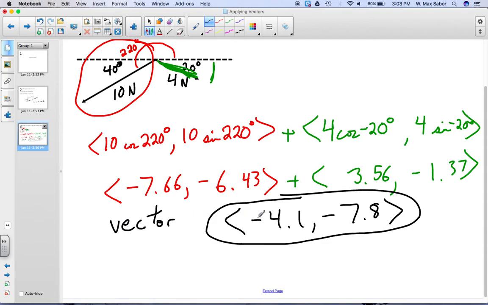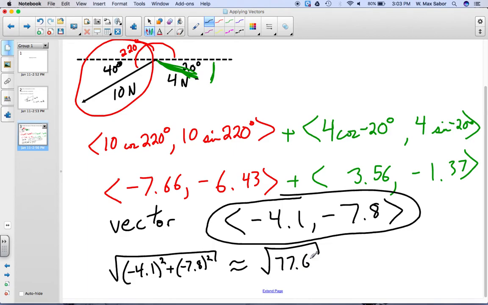Frequently, we're asked not for this, but for the magnitude. How do we calculate magnitude? Well, we learned in the previous video how to calculate magnitude. So we would do Pythagorean theorem or distance formula with this. So 4.1 squared plus 7.8 squared gives us 77.65, and then when we take the square root, we get approximately 8.8. So 8.8 is the magnitude.